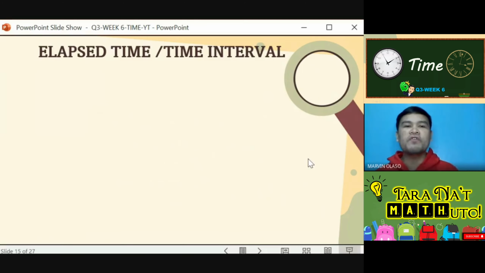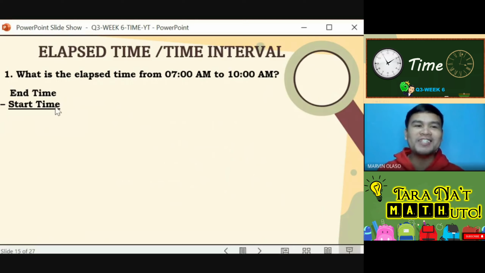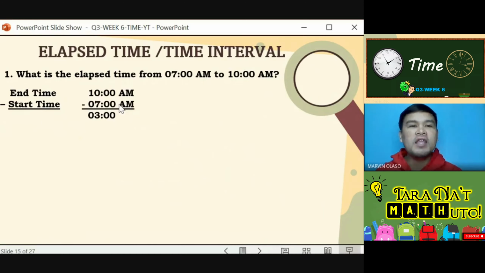So, let's try the first one. What is the elapsed time from 7 o'clock a.m. to 10 o'clock a.m.? Ayan. The formula lang to compute is end time minus start time. So, kung anong oras natapos, isusubtract mo lang yan sa oras ng simula. So, natapos siya ng 10 a.m. minus nagsimula siya ng 7 a.m. Pag sinubtract natin yan is equal to 3. So, that means the elapsed time is 3 hours.